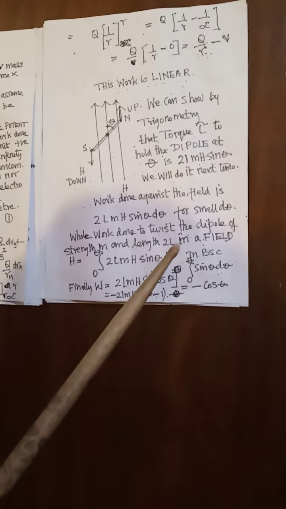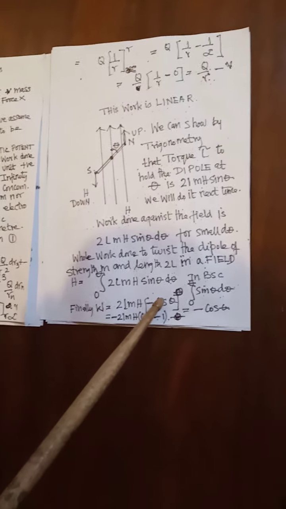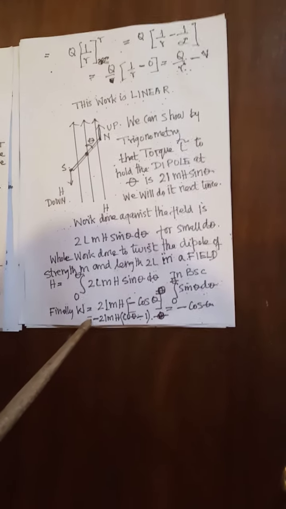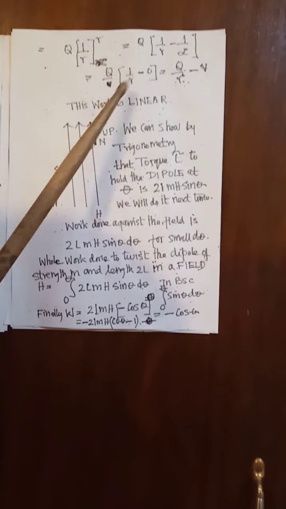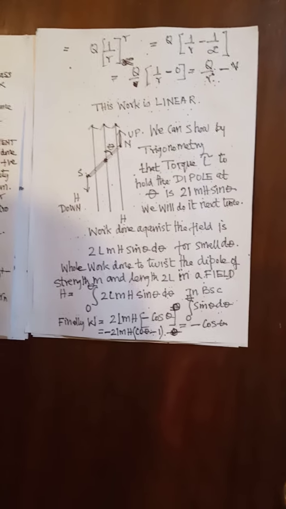And the integration of this: 2LMH, they are all constant. You take 2LMH as constant. And the integration of sine theta is also a standard integral. You will do it in your higher classes. So this will be minus cos theta, from 0 to theta. So it is finally minus 2LMH (cos theta minus 1). This is the work done, and that work done is stored as the energy of this dipole. You have to do work, and this is the energy. So that is something about integral calculus.